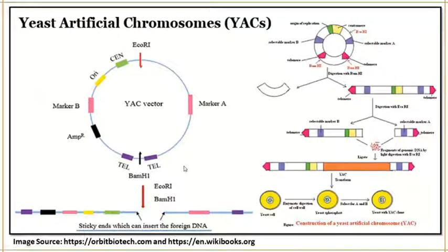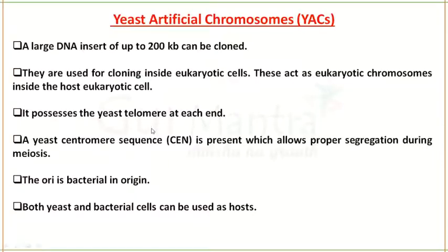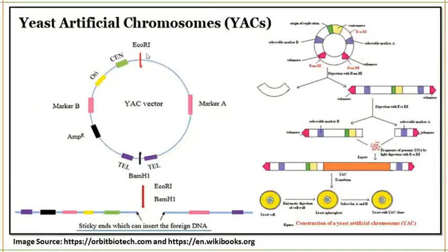So this is what yeast artificial chromosomes look like. It has origin of replication, CEN region, okay, we studied, right, CEN region here for proper segregation during meiosis. EcoR1 site you have restriction site, you have markers, you have telomeric regions, okay, BamH1 regions. So this is the structure of a yeast artificial chromosome.